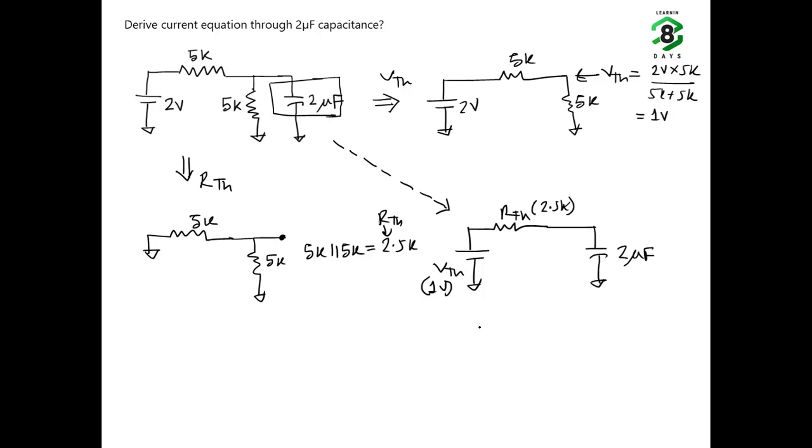So now it's very straightforward. If we have a voltage source V, a resistance R, and a capacitance C, we know the current equation is given by I(t) equal to V by R e to the power minus t by RC. And here our V equal to 1 volt, R equal to 2.5 kilo ohm, and C equal to 2 microfarad.